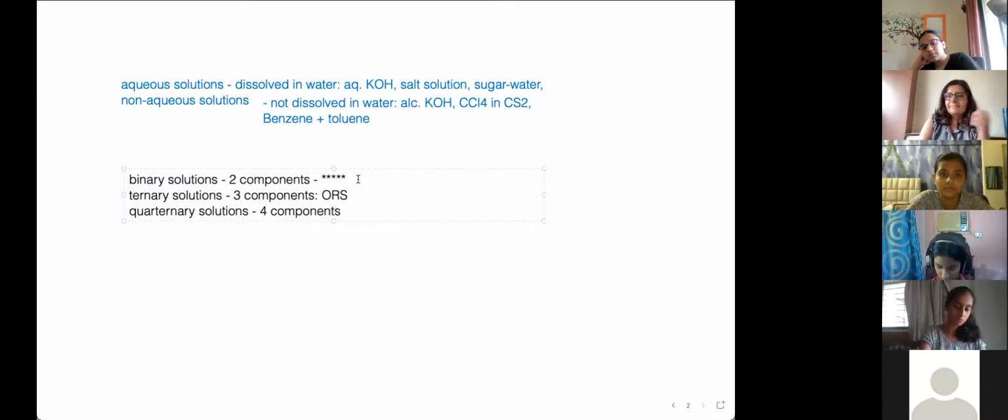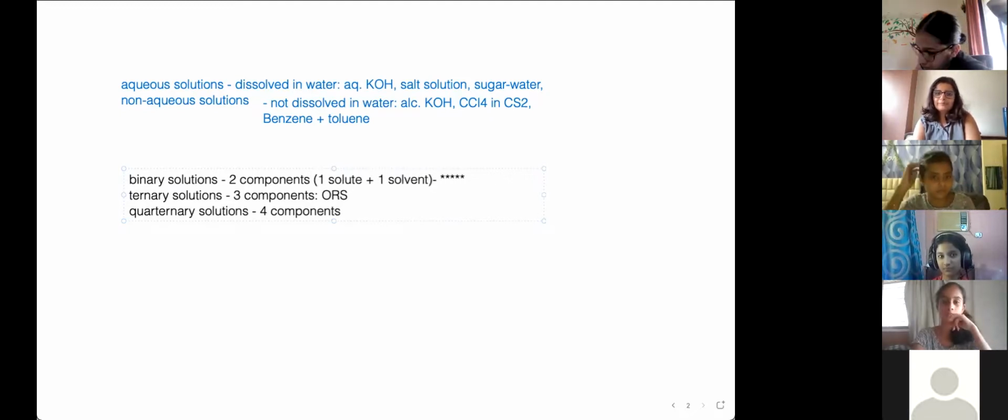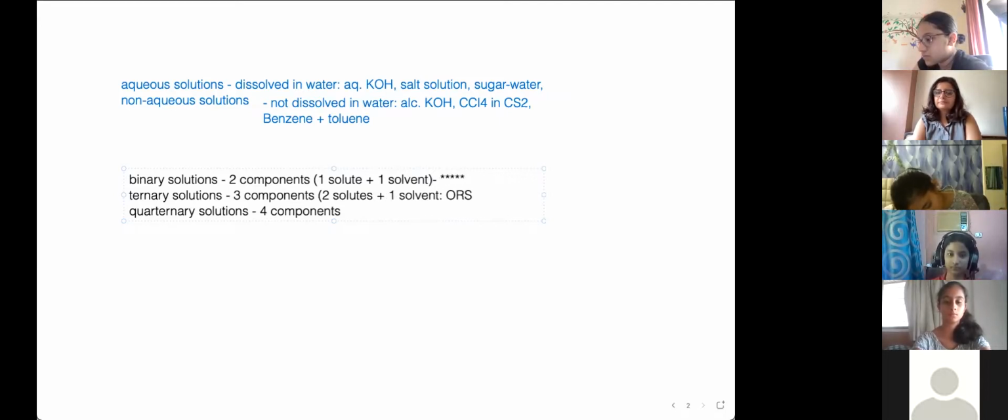Yeah, Kaveri, what's up? When you say components, you mean both solute and solvent, right? Yeah, minimum 2 to hona chahiye. So along with solvent, that's a good point, I'll write here. So the two components are one solute plus one solvent. So when it comes to three components, basically we have two solutes plus one solvent.